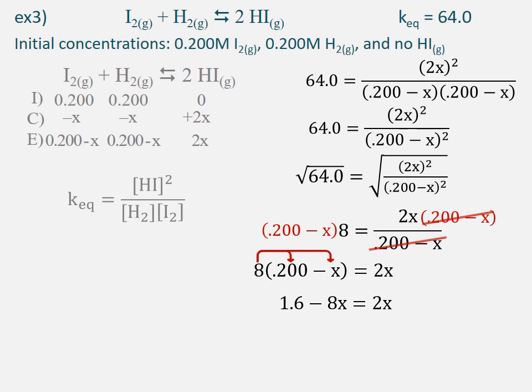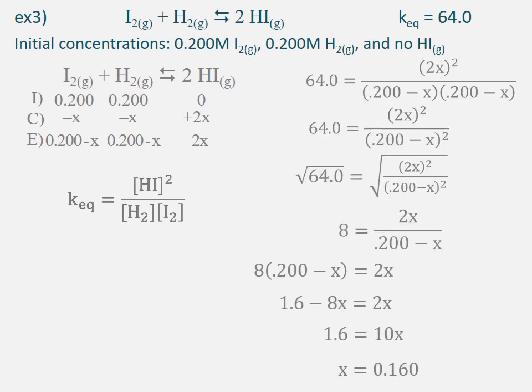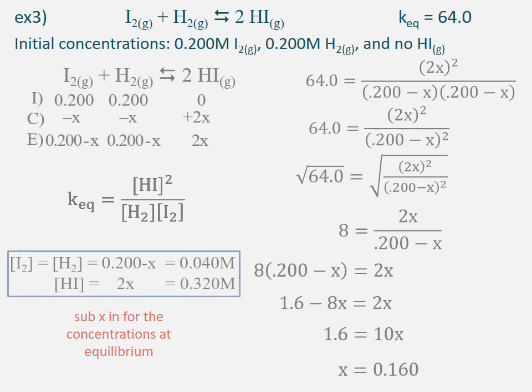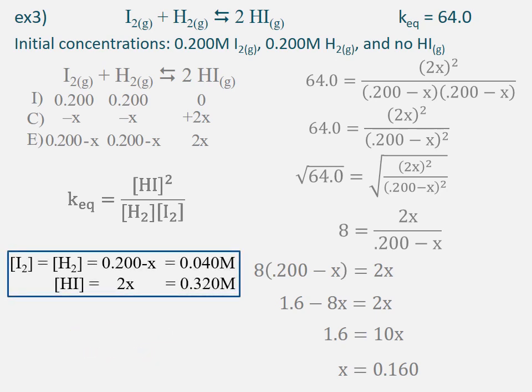Now I'll move my x terms to one side, my non-x terms to the other. So I will add 8x to both sides. And to get x by itself, I will divide both sides by 10. So I end up with x is equal to 0.160. I will now substitute that in for my concentrations at equilibrium. So I2 equals H2, and they both equal 0.2 subtract x, so that gives me 0.040 molar.